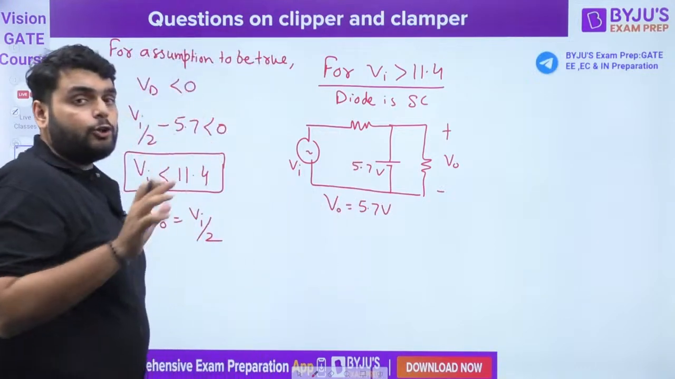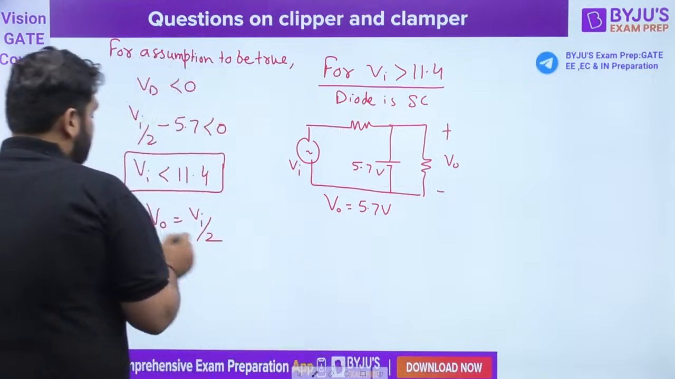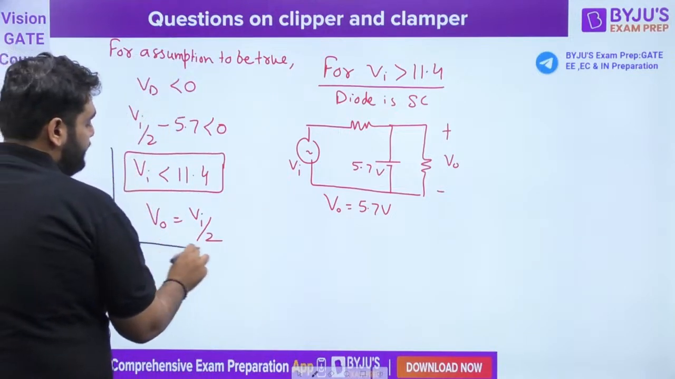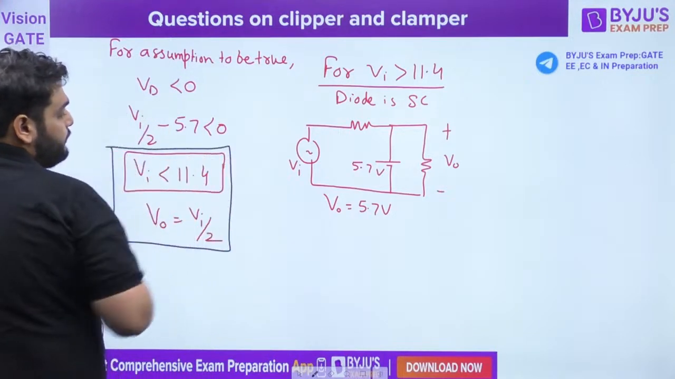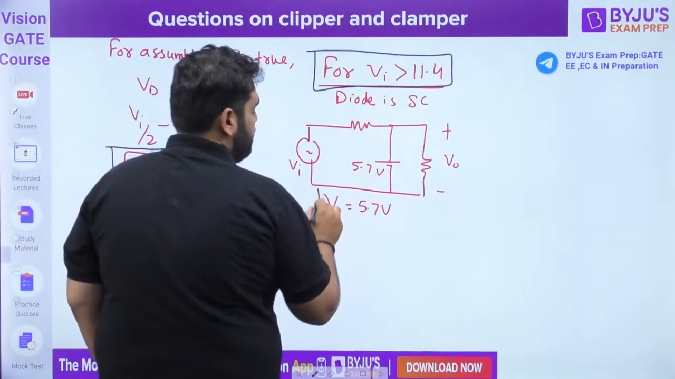Okay. So we got two conditions. See very carefully. The first condition is that when the input is less than 11.4, the output voltage is VI by 2. When the input is more than 11.4, the output voltage is 5.7.